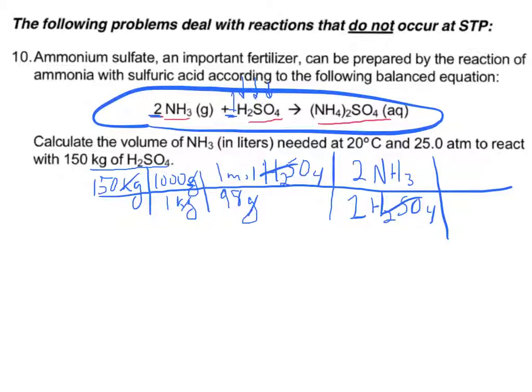If we do the math here, we get an answer of 3,061.2. If we round this, using significant figures, we could say that it is 3.06 E to the third, and that's moles of NH3. So now we know moles of NH3.